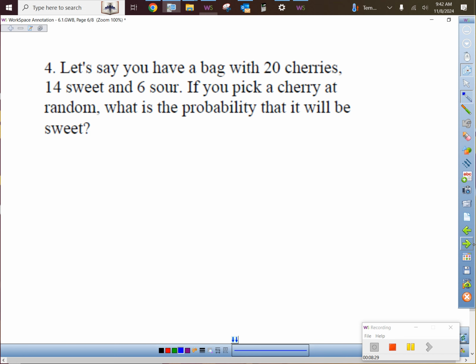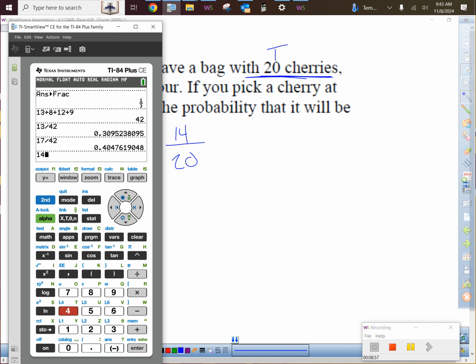Let's say you have a bag with 20 cherries, 14 sweet and 6 sour. So they told you the total right here. If you pick a cherry at random, what is the probability that it will be sweet? So when you do want over total, you want a sweet one. There are 14 sweet ones, and there are 20 total. I would like this to be a fraction. If they don't say make it a decimal, they would probably want you to leave it a fraction. So if you have one of these calculators, you do 14 divided by 20. And then if you hit math, enter, enter, right? So there's this math button right here, and then just hit enter twice.